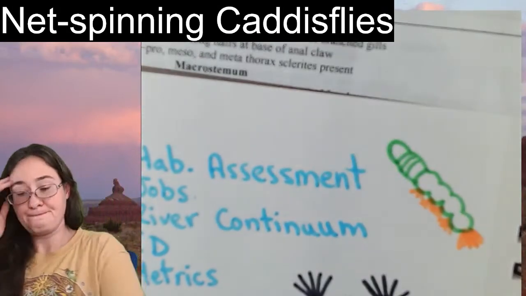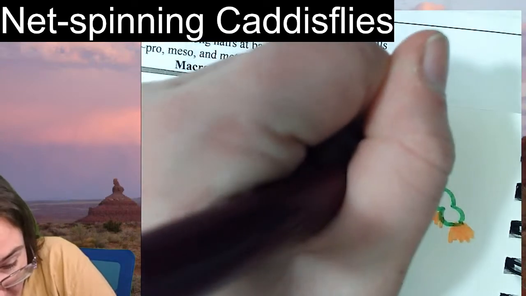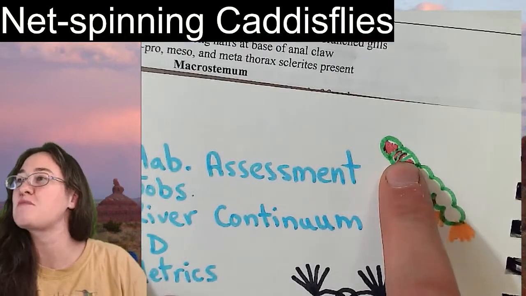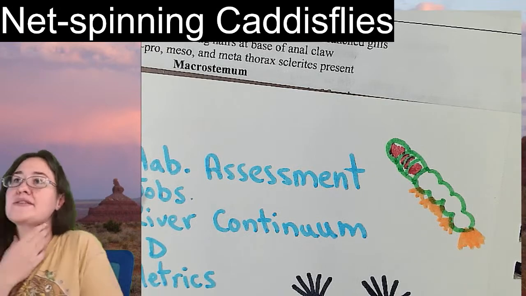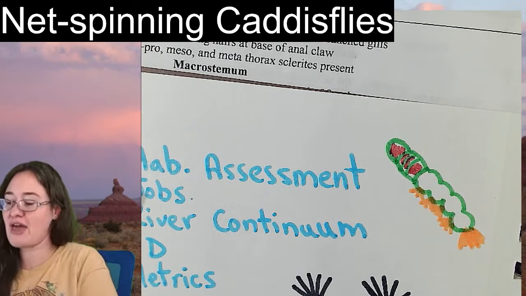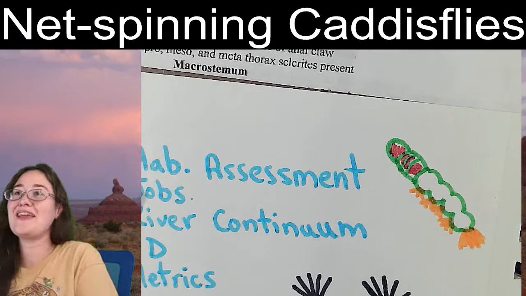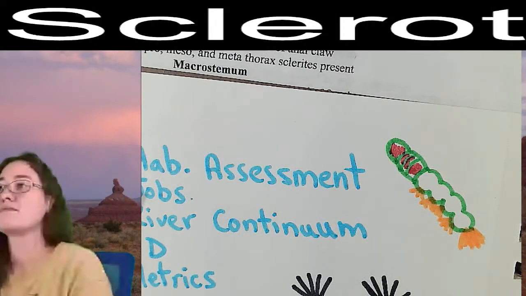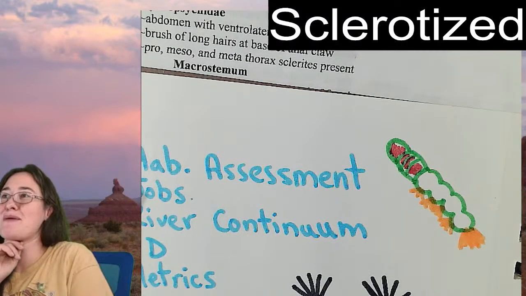So on our head and the regions in our thorax, a lot of times we have these plates on the top, and those are what we call sclerotized. I'll give you that word. Oh, whoops. No! We're being eaten by net-spinning caddisflies. I don't like when I do that by accident because it messes up the format of my box. There we go.